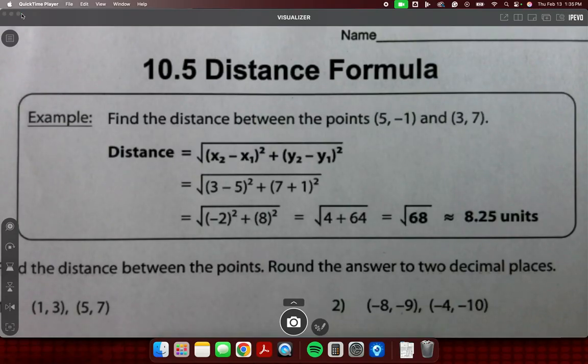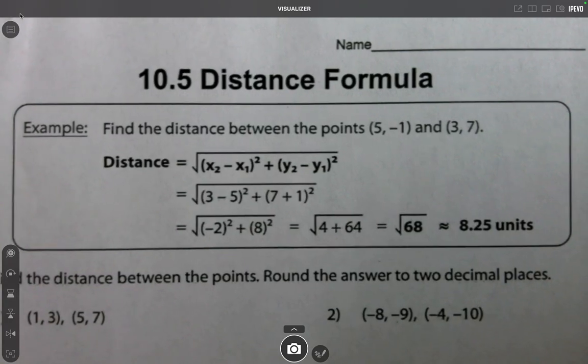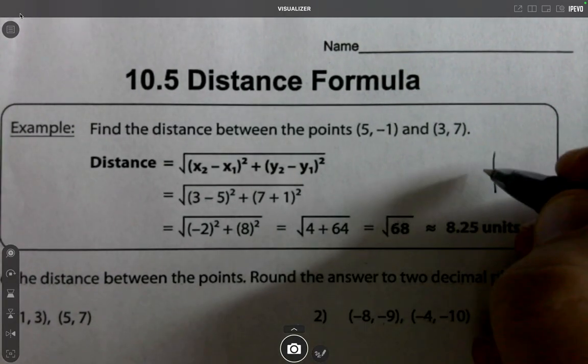Today we'll be talking about the distance formula. It's the way that we can find out the distance between two ordered pairs. Really, we're saying the distance between these two ordered pairs when they're graphed on a coordinate plane. So I'll just give a really rough sketch of what we're talking about.